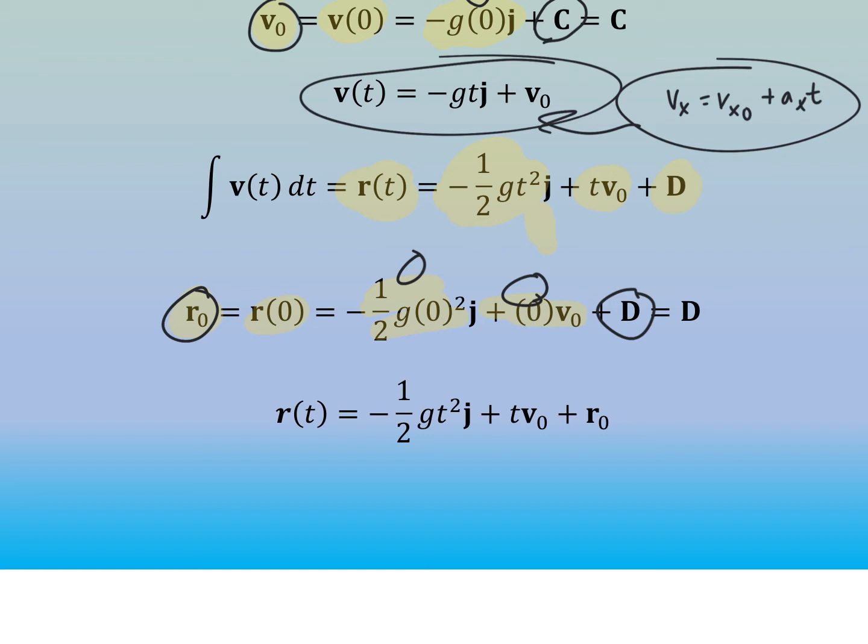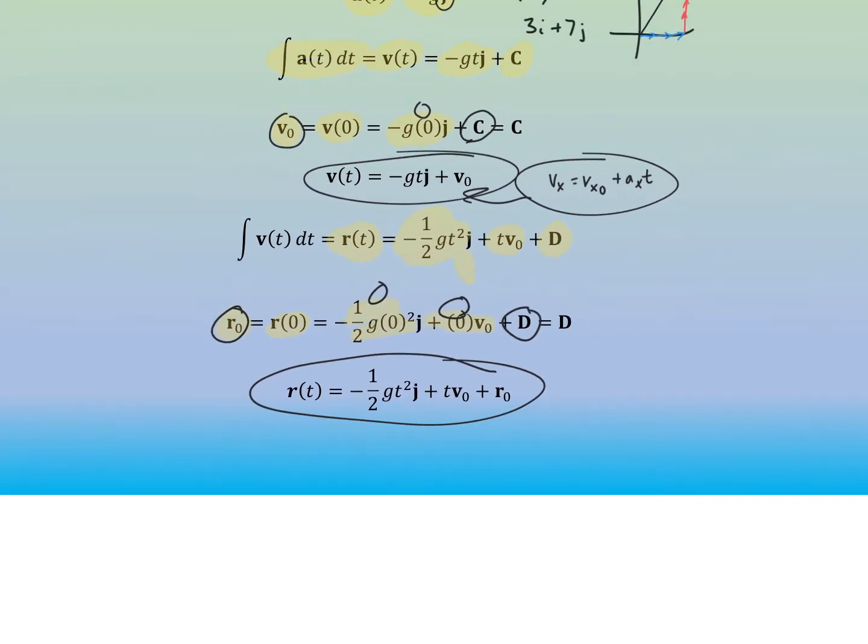So plugging that in, we get this nice formula for r of t equals negative 1/2 gt squared j, which is a vector j, plus t times v sub 0 plus r sub 0. At this point, this formula should start looking familiar to what you have on your formula sheet.